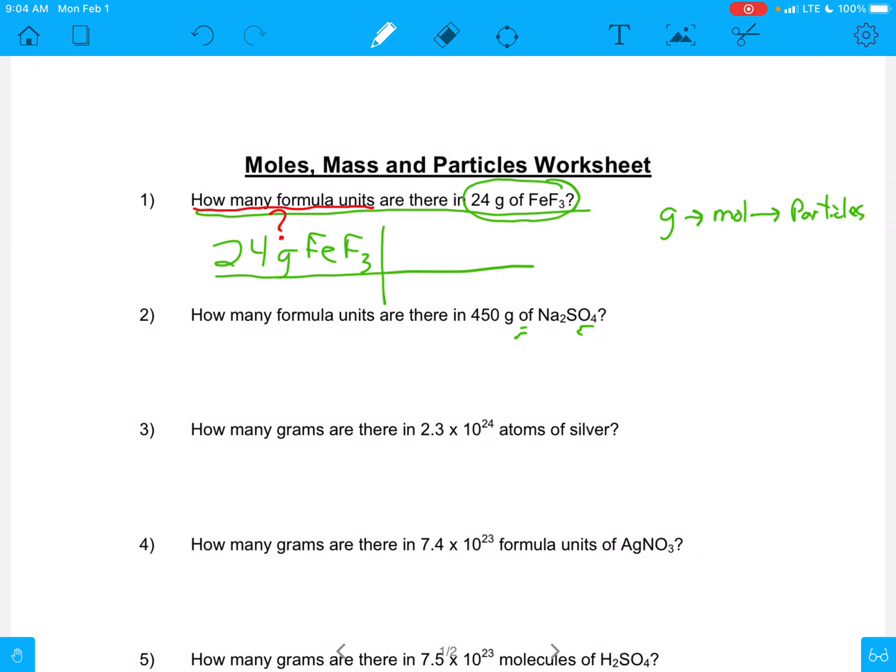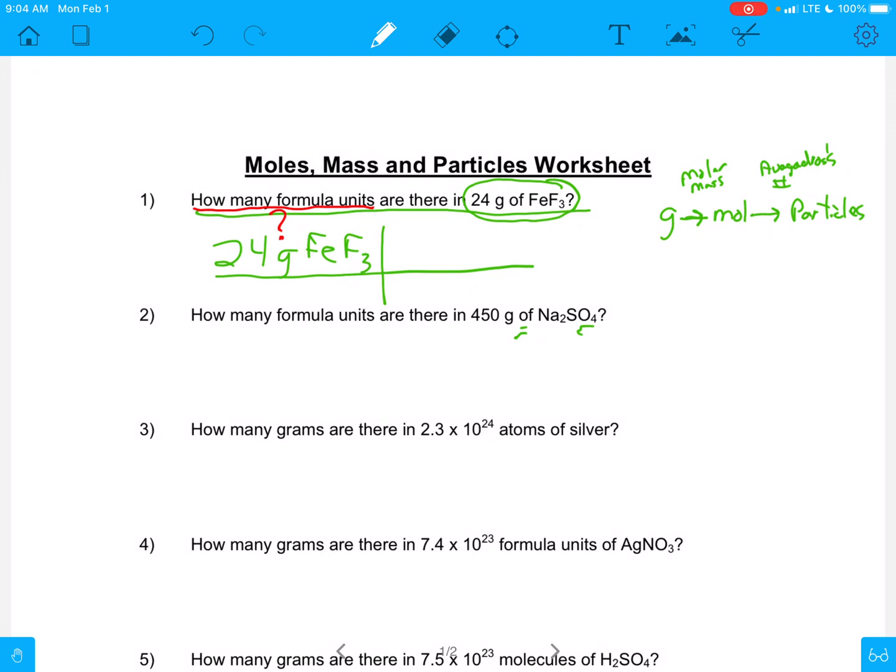Well, how do I get from one to the other? If I go from grams to moles, I'm going to have to use molar mass. We have to have molar mass in order to get from grams to moles. And then to get from moles to particles, I'm going to have to know Avogadro's number. So I'm going to have to know that to go from moles to particles. Well, we need to do molar mass first of all.